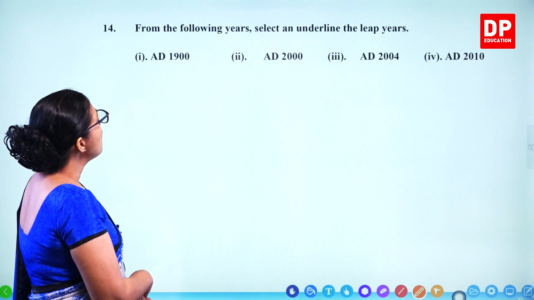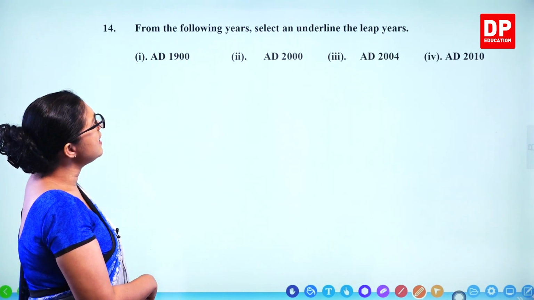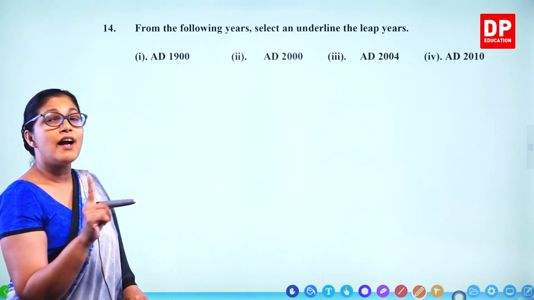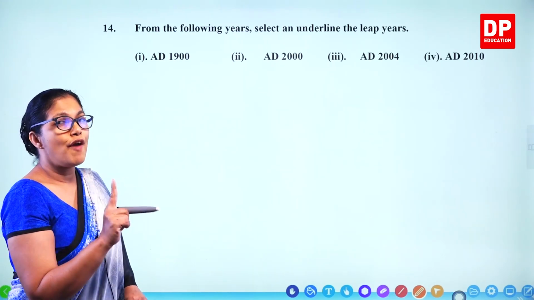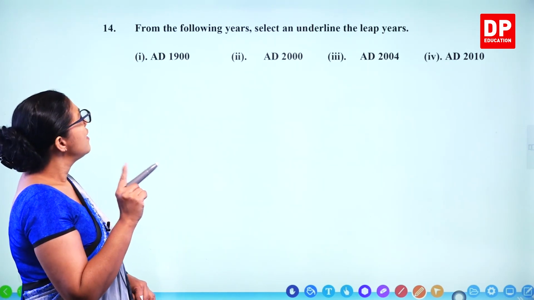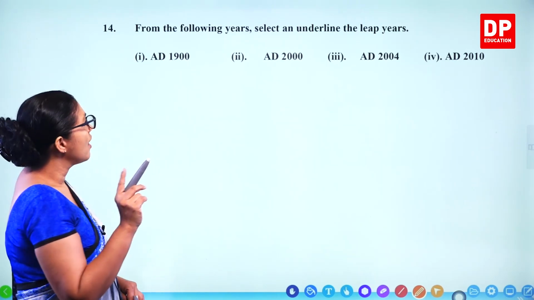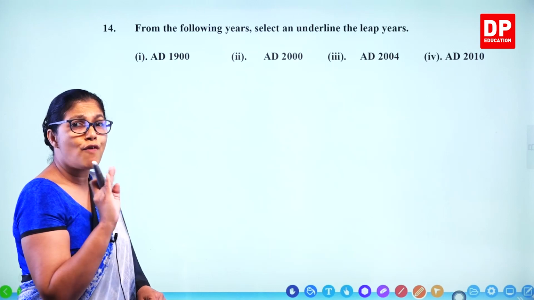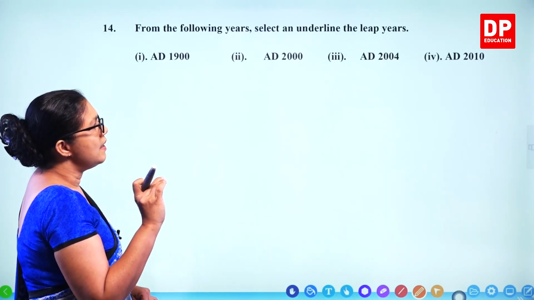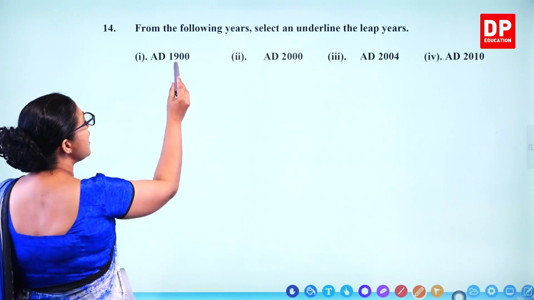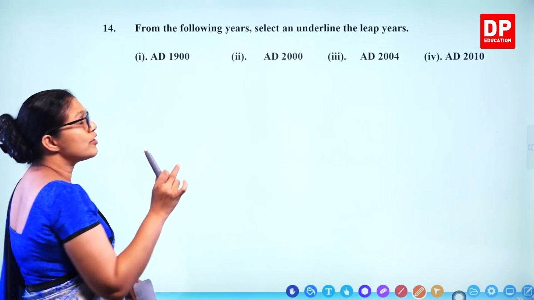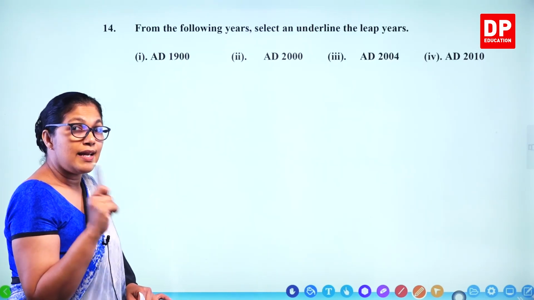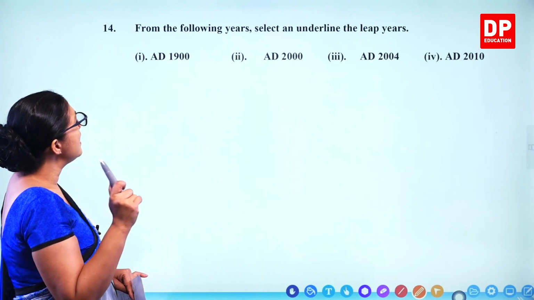Question number 14. From the following years, select and underline the leap years. So what does leap year mean? You get 366 days. And in February, you get 29 days. So how do you decide whether it's a leap year? You look at the last 2 digits. If the last 2 digits are divisible by 4, then it's a leap year. But if it's 0, then you have to think about the other 2 numbers. The whole thing is divisible by 400 then. If it's divisible by 400, then it's a leap year.